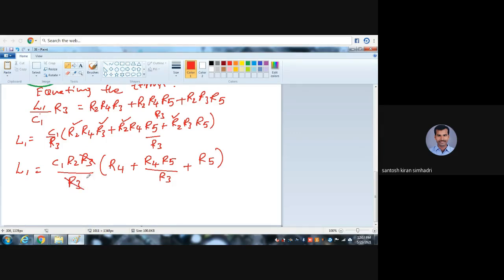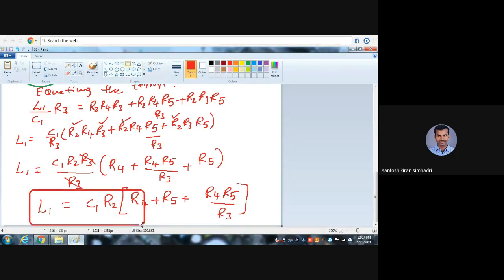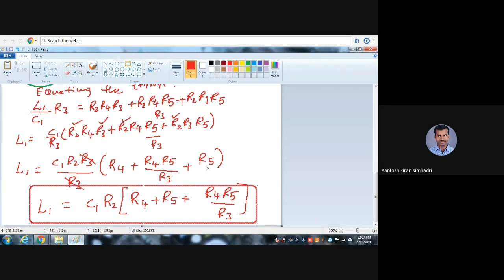Now the final inductance value. Actually, I preferred that the Anderson bridge is only used to find the inductance. So C1 into R2, I will take a long bracket, that is R4 plus R5 plus R4 into R5 by R3. This is Anderson's inductance value. That's all.